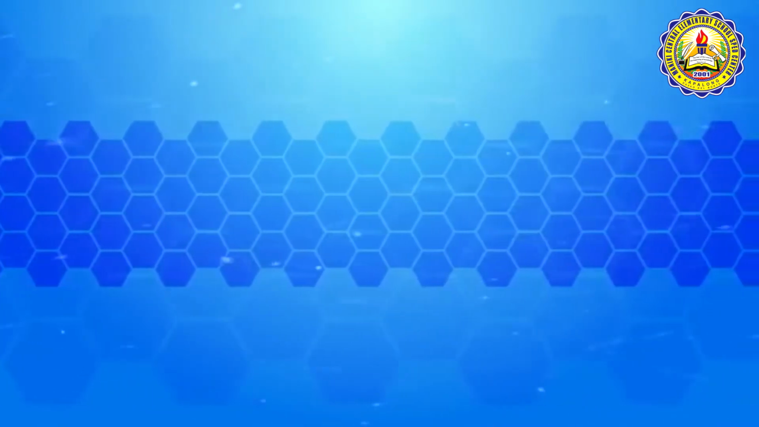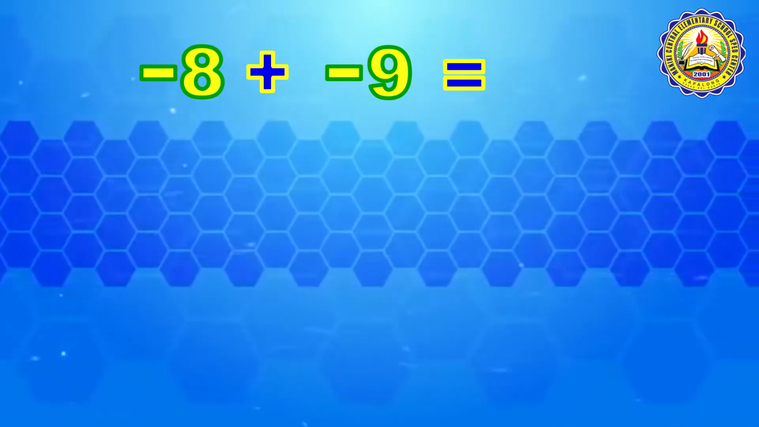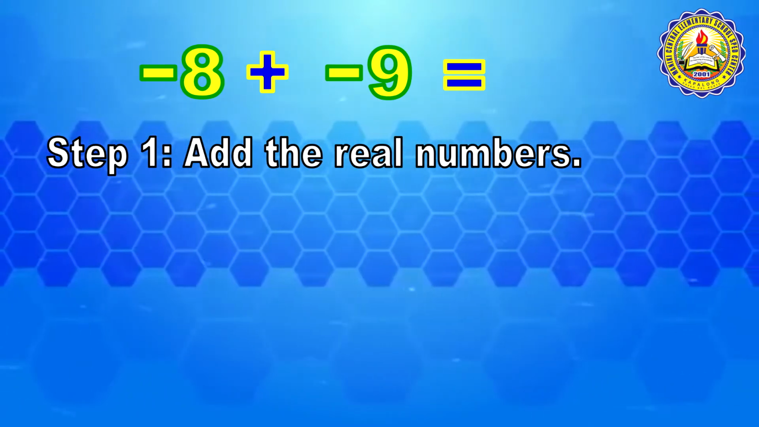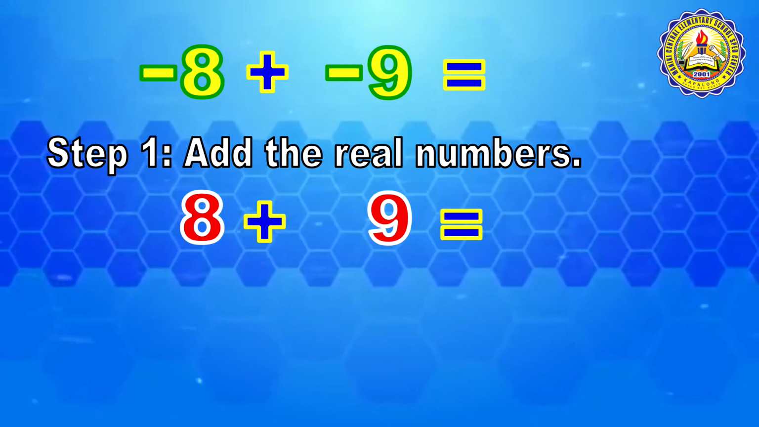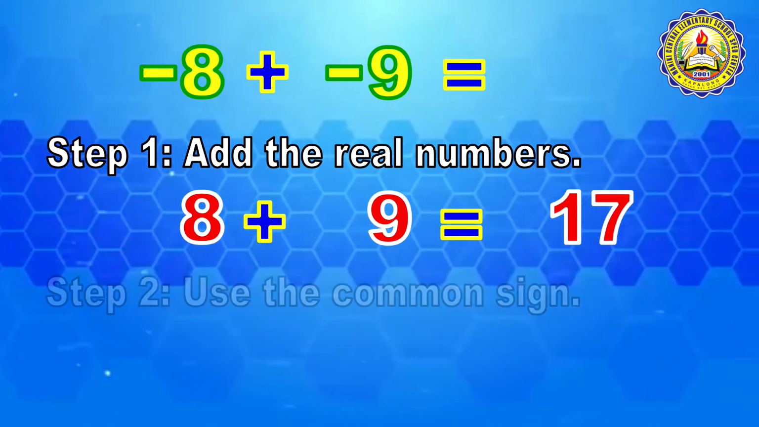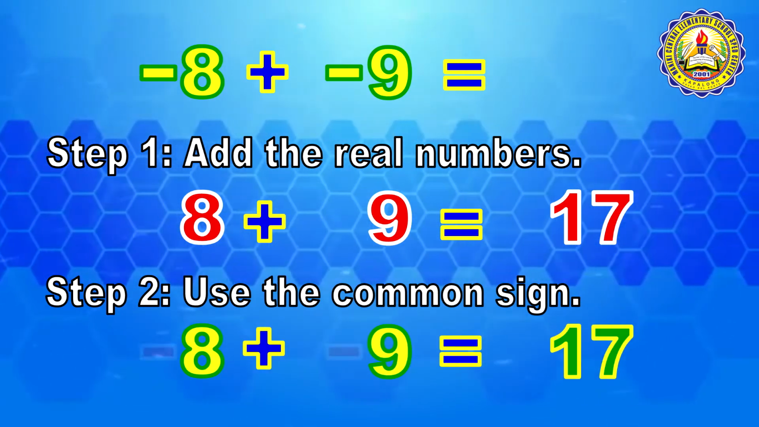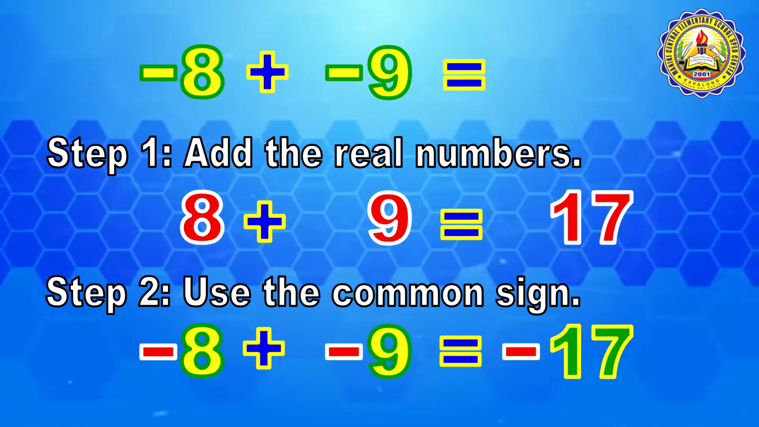How about this? Both numbers have the same negative signs. Again, for rule number 1, step 1, we will add the real numbers. So 8 plus 9 is equal to 17. Step number 2, use the common sign in the sum. And since they are both negative, our answer will be negative 17.